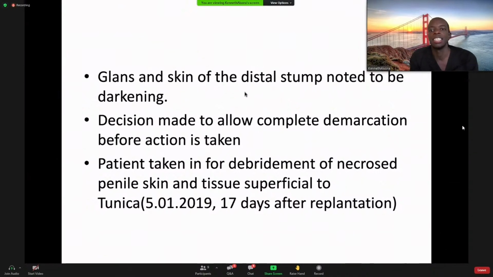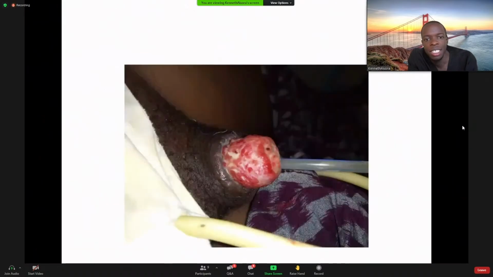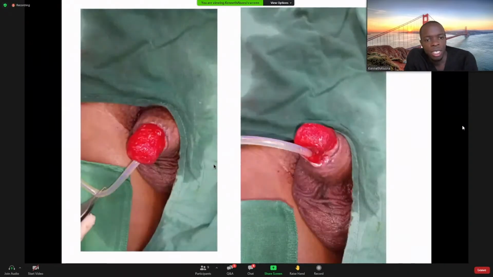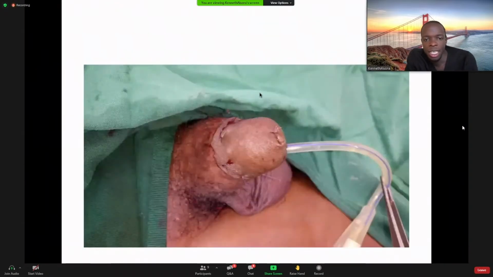The glans and the skin, subsequently after the exploration, were still noted to continue darkening, and we made a decision to allow complete demarcation before action is taken. And the patient was taken back for debridement of the necrosed skin and the tissue superficial to the tunica. This was 17 days after implantation, and this is how it was looking. Notably, we lost the glans. Cleaning and dressing was done, and then when it was ready, we did a skin graft.